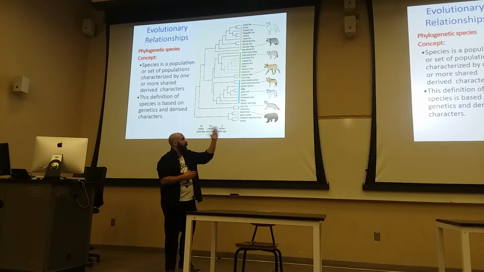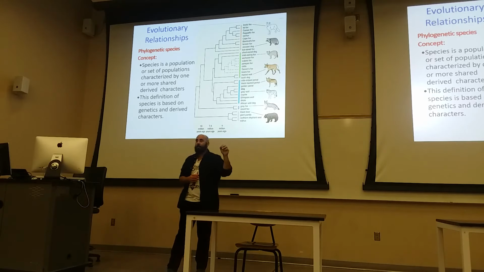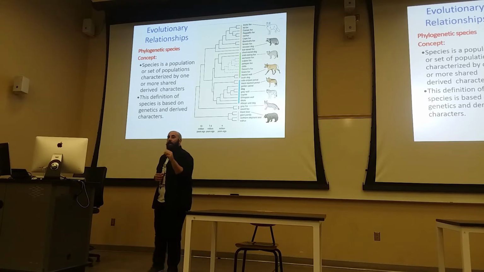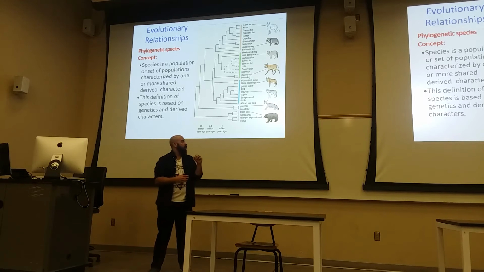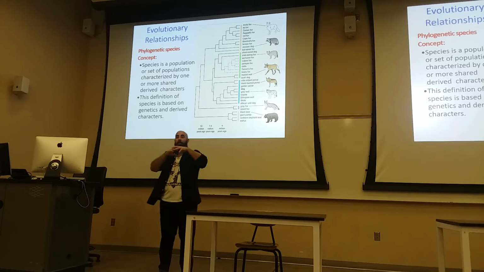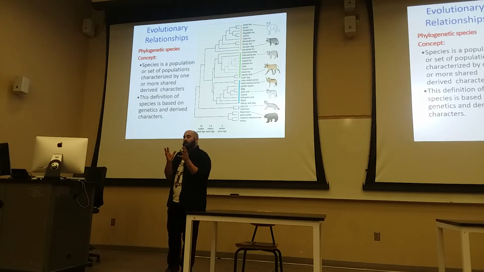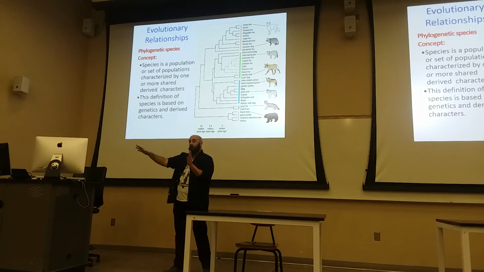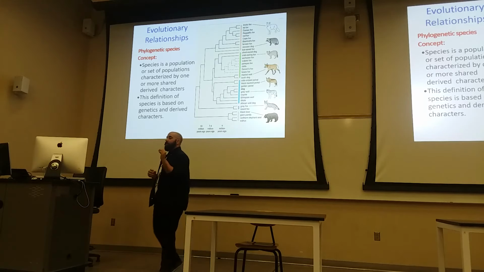So let's have an understanding of what species are based on genetics. And this is what the phylogenetic species concept does. A species is a population or set of populations characterized by one or more shared derived characters. So you can have subpopulations that comprise a larger population, right? You have a set of populations that comprise the species. So we're saying that at some level they are different. There's something that distinguishes them genetically from others. So this definition of species is based on genetics and uses these derived characters.